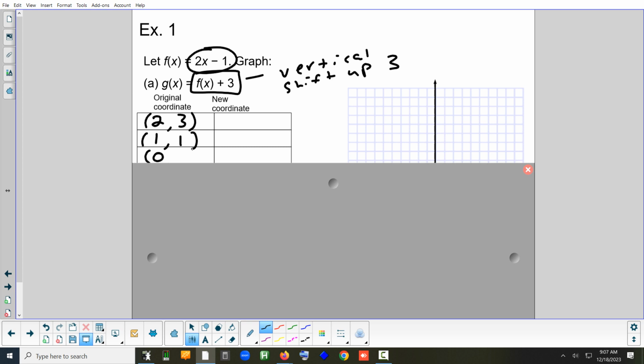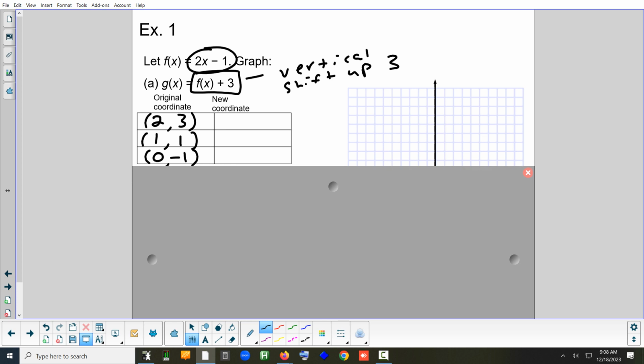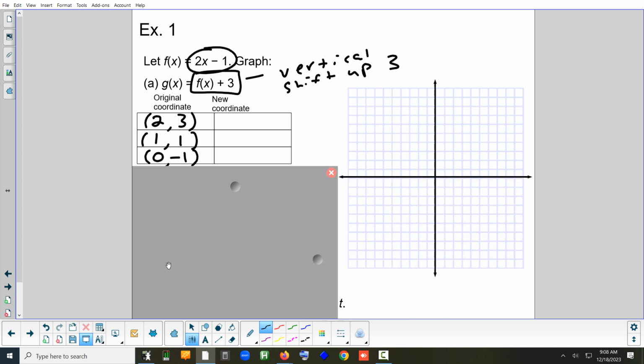And technically, if I want to draw a line, how many coordinates do I need? At a minimum, 2. I only need 2. The third one is just to double check that we did it okay. So let's plug in 0. What's 2 times 0? 0 minus 1. Negative 1. If we did this right, all 3 of those points should be in a straight line. If they're not, then we made a mistake.